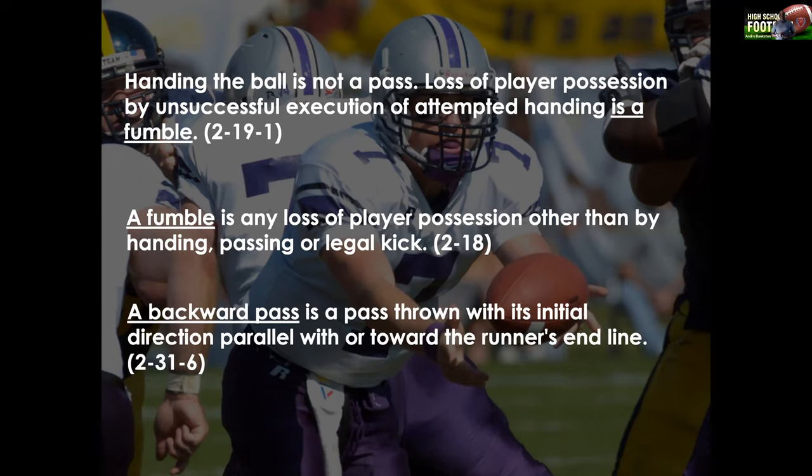A backwards pass is a pass thrown with its initial direction parallel with or toward the runner's end line. It simply means that if this is my parallel, it doesn't have to be completely behind me, but anything other than forward is considered a backwards pass.